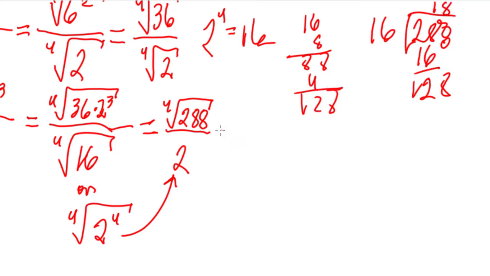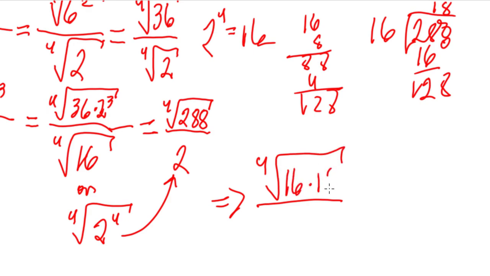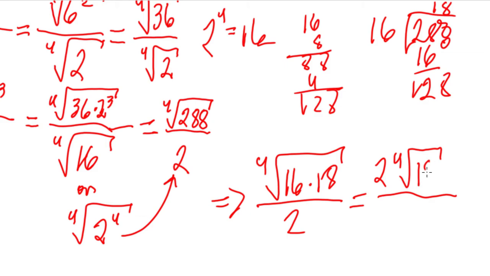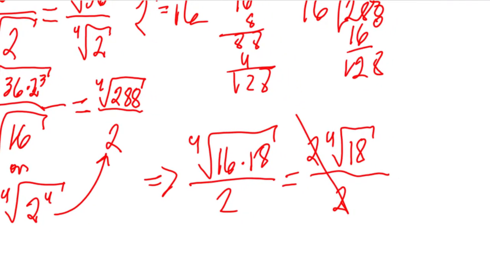So what we have is the fourth root of 16 times 18 all over 2. We're going to extract the fourth root of 16, which becomes 2. So therefore, 2 times the fourth root of 18. But notice in our denominator we have a 2 also, so we can cancel this 2 and 2, ending up giving us our final answer, which is the fourth root of 18.